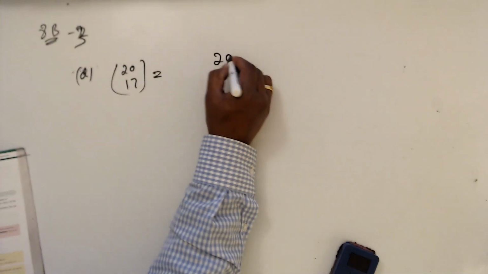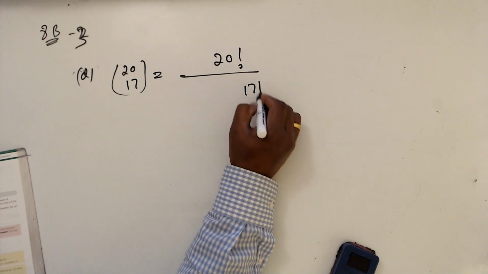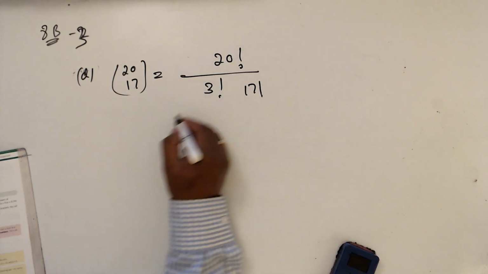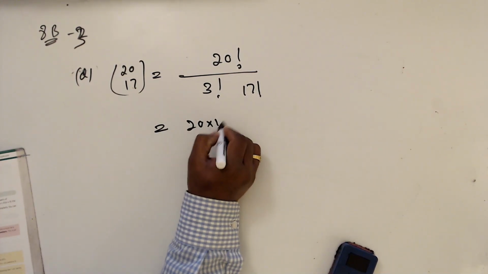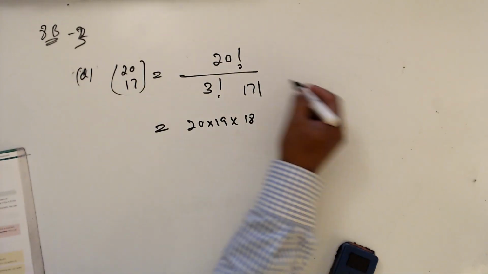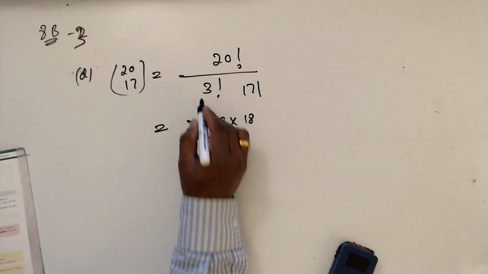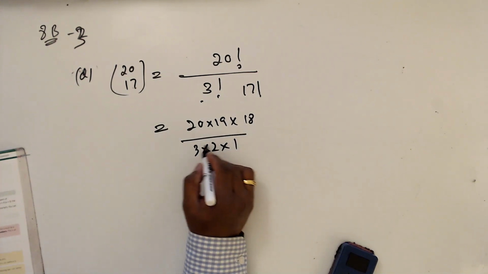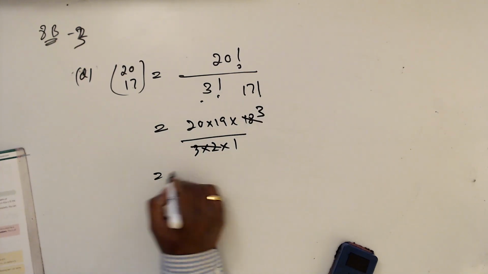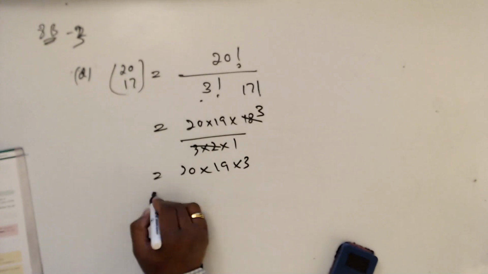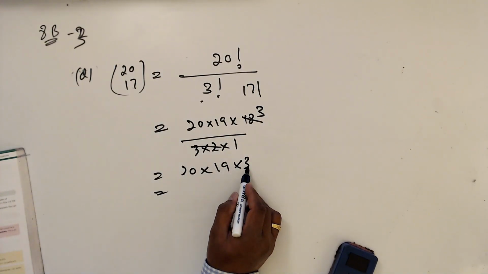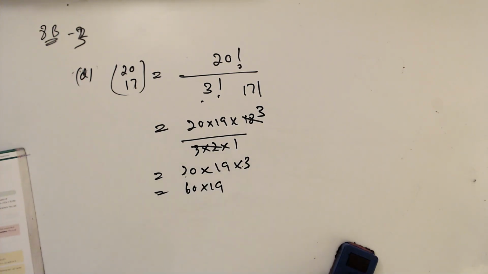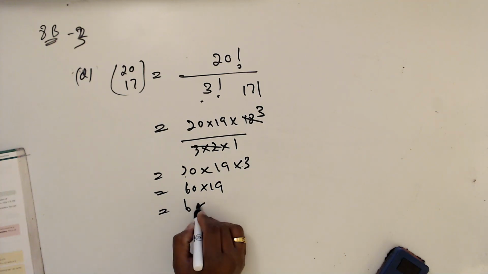20C17 is factorial 20 over factorial 17 and the difference 20 minus 17, 3. And this will simply cancel out. 20, 19, 18. After 17, everything cancels out. This is factorial 3 remaining. 3 times 2 times 1. This is 6. This is 3. So 20 times 19 times 3. It means 20 times 3, 60 times 19. 6 times 190.